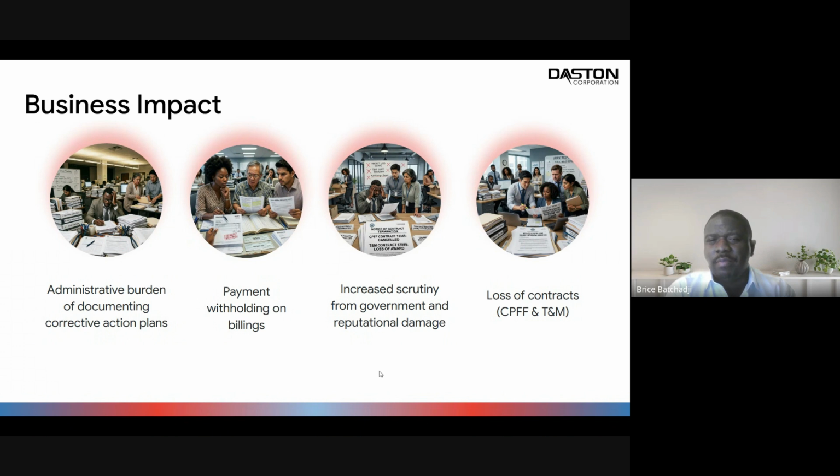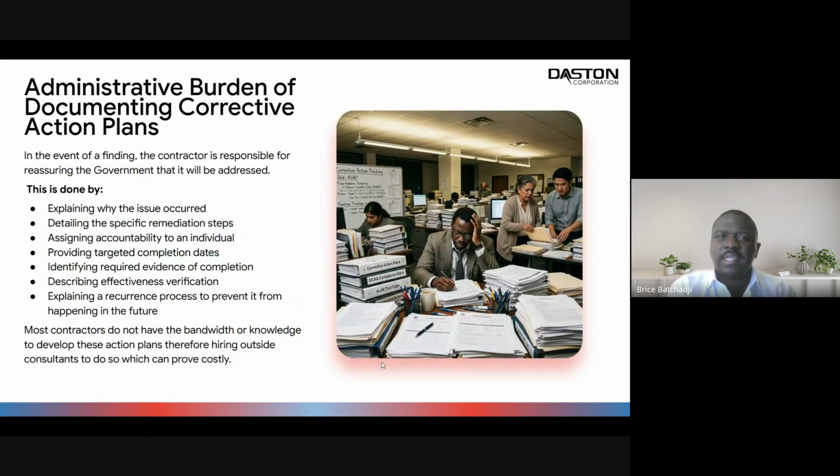This takes us back to the beginning, where I said the idea behind the accounting system audits is, since you're billing the government based on the cost that you incurred on the contract, the government has to be able to trust and rely on the accuracy of the data that's coming out of your system. So we'll first just discuss these corrective action plans.